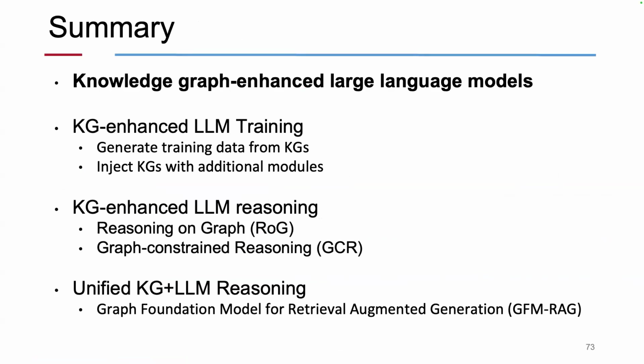And the last is that we're trying to unify graph reasoning and LM reasoning in a unified framework, and design a foundation model that combines the power of the knowledge graph and the large language model together, to achieve better performance and maybe pave the road for the next level of general artificial intelligence. So I think that's it for this part.